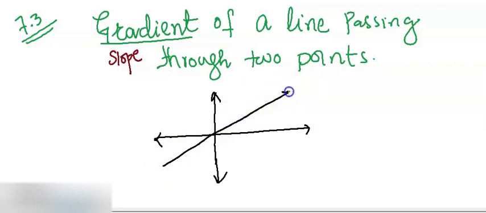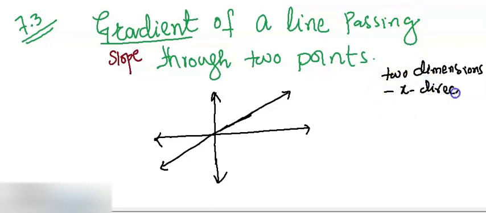Now what is happening on this line? Actually, on this line, as we are moving ahead, we are moving in 2 dimensions. What are those dimensions? One is the x direction and the other one is the y direction. So keeping this in view, we define the notion of gradient, or we say slope.